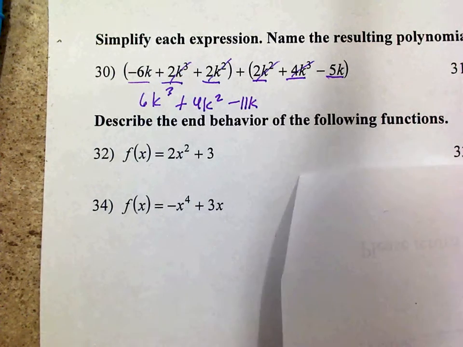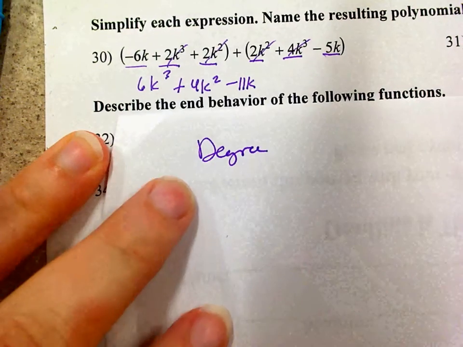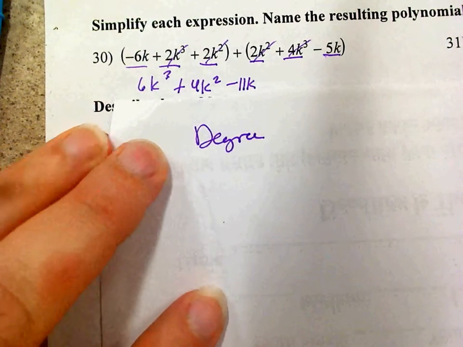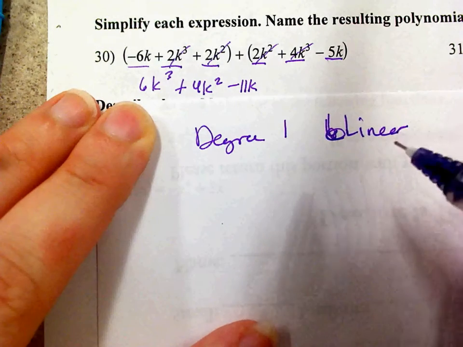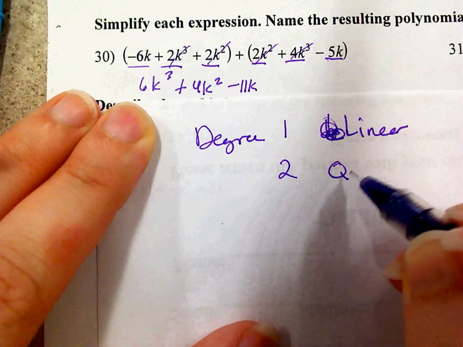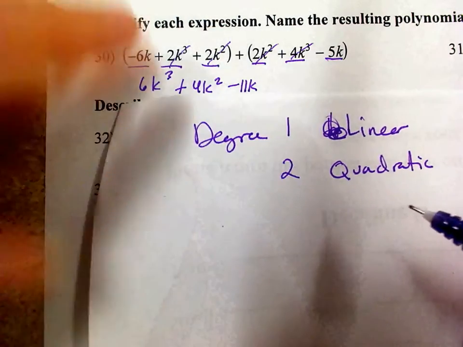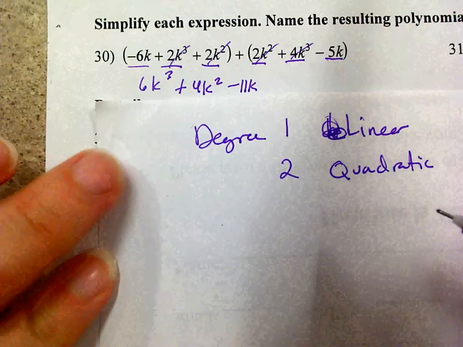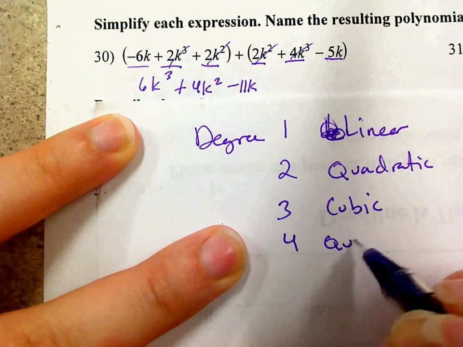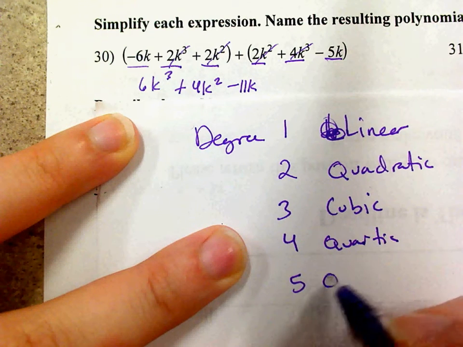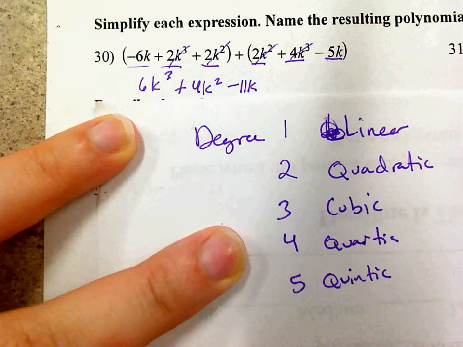Well, you have to remember that as far as degree goes, if the degree is 1, then it's a linear function. If the degree is 2, it's quadratic. I spent a whole half a semester solving quadratics, so hopefully you remember that is power 2. A degree of 3 is cubic. A degree of 4 is quartic. And a degree of 5 is quintic. Anything higher is a polynomial of degree 6, degree 7, such and such.